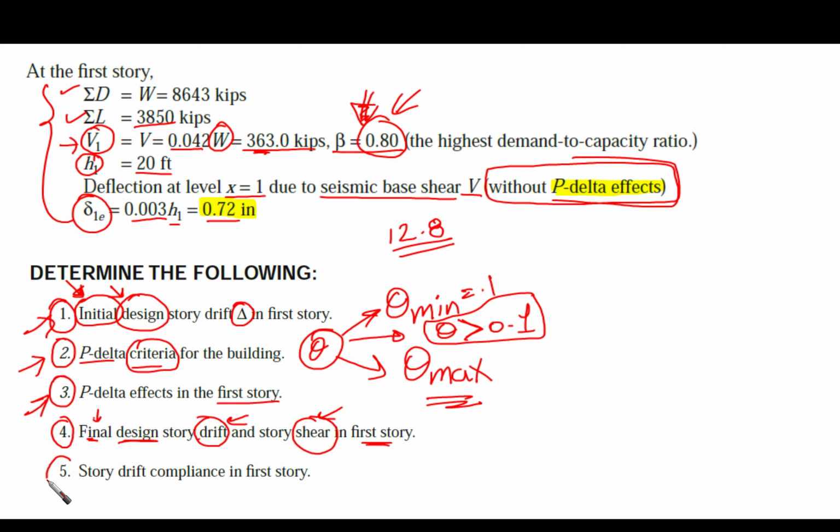And the last requirement is the story drift compliance in the first story. Compliance means that we want to check it against the code limits provided for this structure, which is a steel special moment resisting frame. So these are the main requirements of this example, and we are going to solve this problem step by step, showing all the requirements.